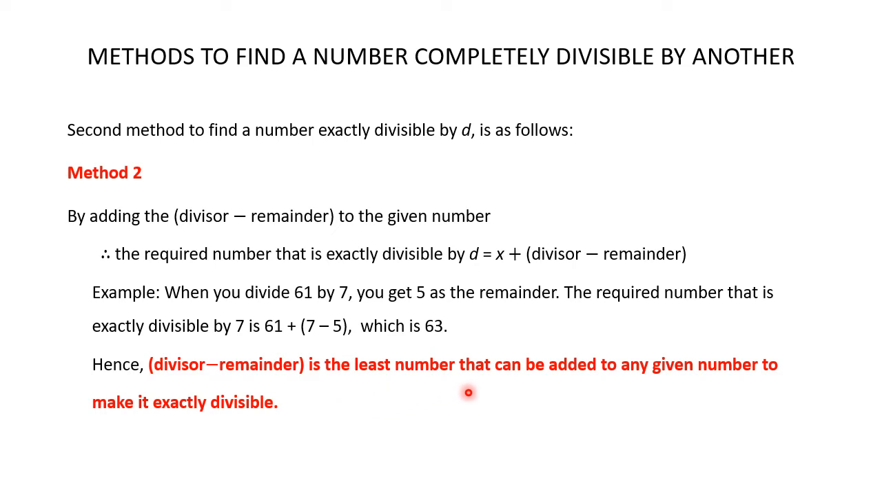Remainder is the least number that can be subtracted from any given number to make it divisible exactly by another number. Divisor minus remainder is the least number that can be added to any given number to make it exactly divisible by another number. These two concepts are very important to solve many problems under this topic. Please understand this concept correctly.